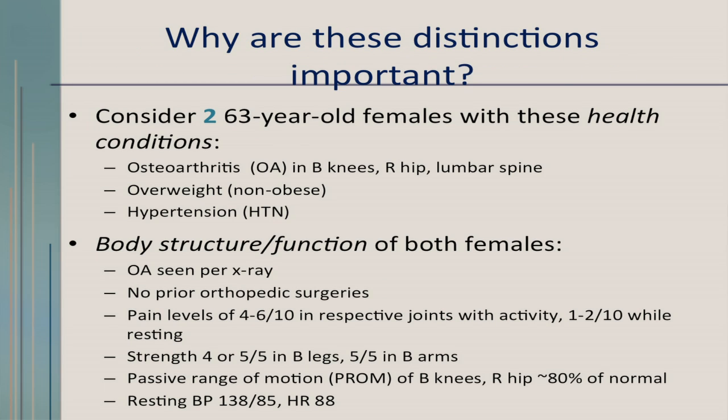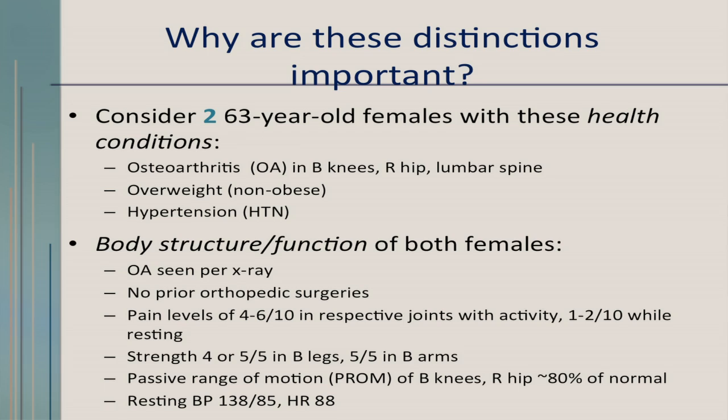So let's consider now examples of two 63-year-old females with these health conditions. The primary health condition that we're going to be most worried about right now is their osteoarthritis, or OA, in both of their knees, their right hip, and lumbar spine. Both of them are overweight, although they are considered non-obese, and both of them have hypertension.